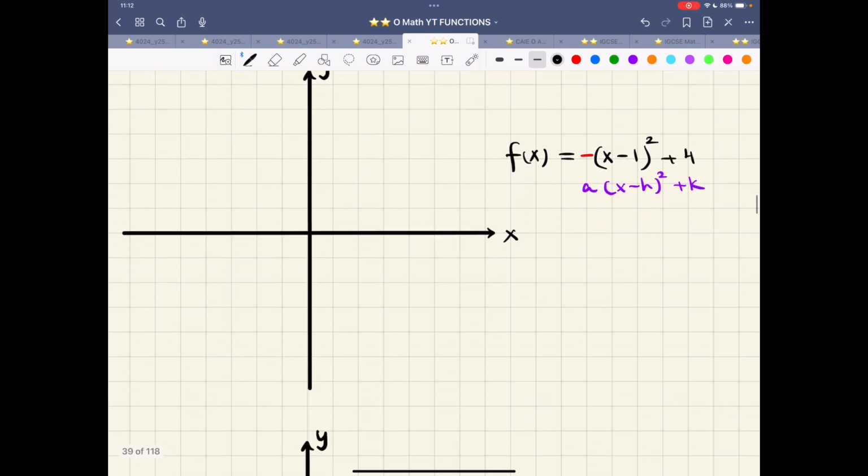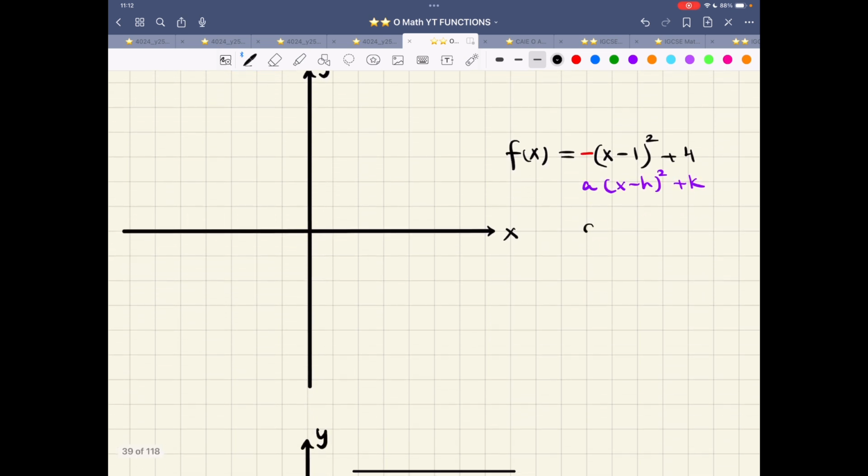Let's look at this one. So over here, a is negative 1. That means a is less than 0. Therefore, the shape is upside down. Minus h is minus 1, therefore h is 1 and k is 4. So 1 comma 4 is the coordinate of the turning point.